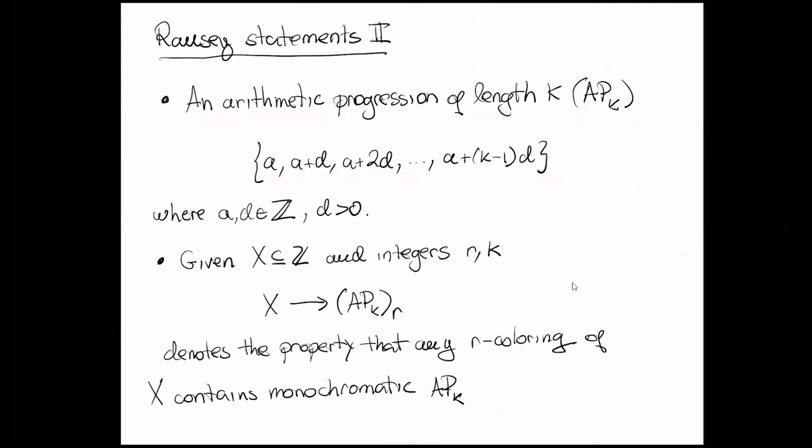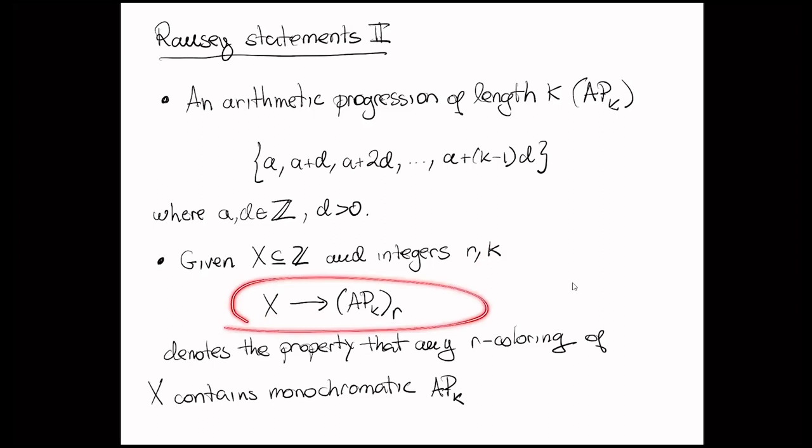And I can do the same sort of game here. Instead of trying to find monochromatic triangles or monochromatic graphs, I can color the integers and ask, can I find a monochromatic arithmetic progression? So here I create some notation. If you take a subset of integers X, and you have these integers r and k, where r stands for the colors and k for the size of the arithmetic progression, then X arrows AP_k with r colors would mean that no matter how I r-color X, there will be a monochromatic arithmetic progression of length k. That's what this sentence means.